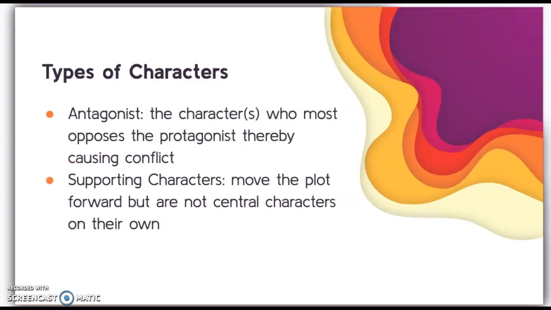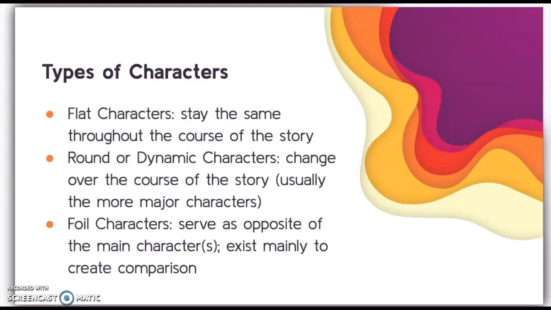There's also the antagonist, the character or characters who most oppose the protagonist, thereby causing conflict. It doesn't necessarily have to be a character, mind you, that is opposing the protagonist. The supporting characters move the plot forward, but they're not central on their own. Now, there are flat characters. They stay the same throughout the course of the story. There's no real change. The round or dynamic characters change over the course of the story, and usually these are the more major characters.